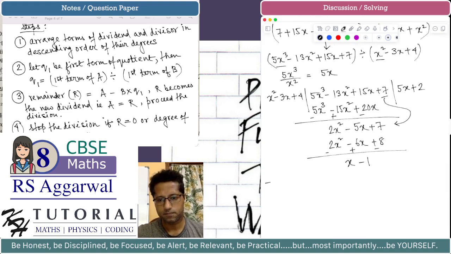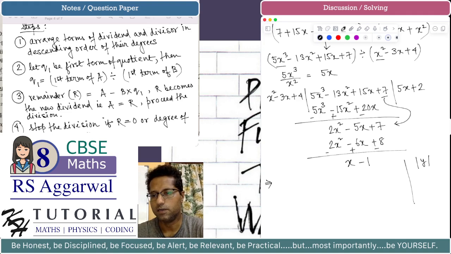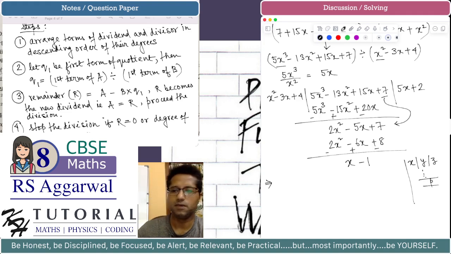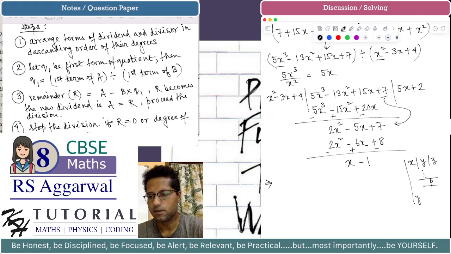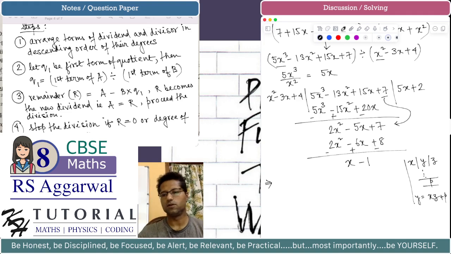So this implies that we can say, in a division, let's say the dividend is y and the divisor is x and the quotient is z, and after the long division method the remainder is, let's say, p, then we say that y is equal to xz plus p. So y is equal to xz plus p.